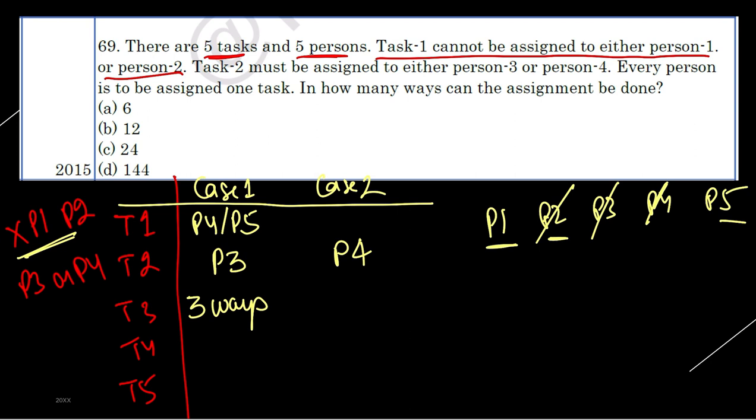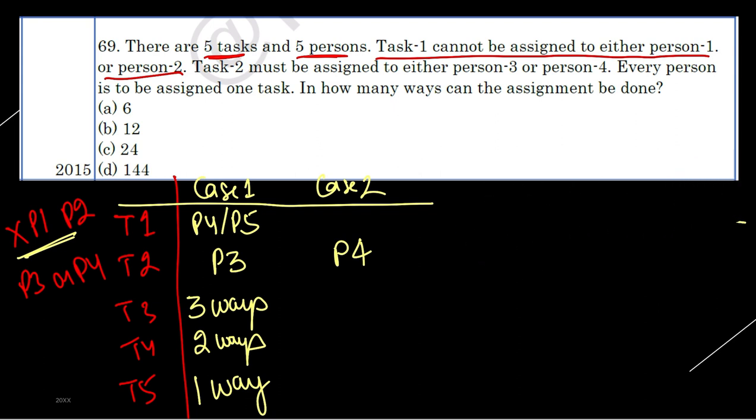How many people are left for task number 4? 2 people, or 2 ways. And task number 5, 1 way. I hope this is clear. Now, the second case is when P4 is doing the task. When P4 is doing the task, I am going to make this quick.